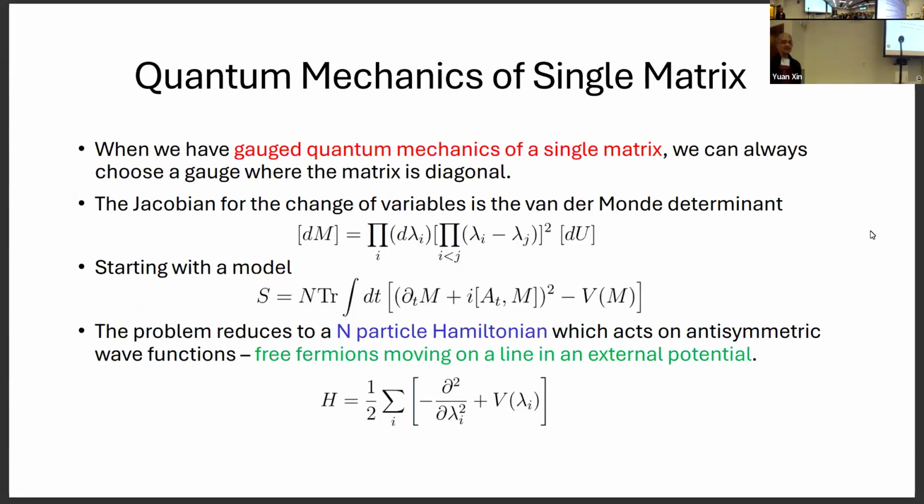The simplest example is single matrix quantum mechanics. Now, as is well known, in a single matrix quantum mechanics, since it's a single matrix in the A_t equal to 0 gauge, you can diagonalize this matrix. And so it's a theory of these eigenvalues. And for a well-known change of variables between the matrices and the eigenvalues, they represent locations of n fermions, which are moving in an external potential.